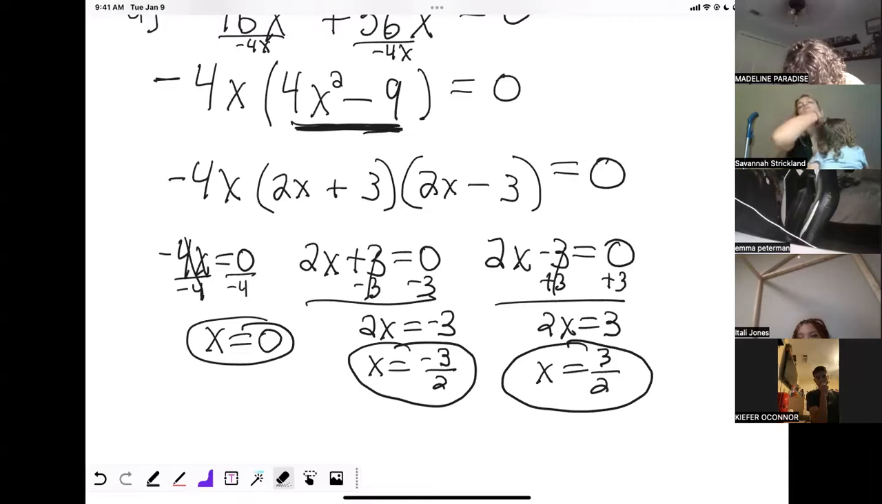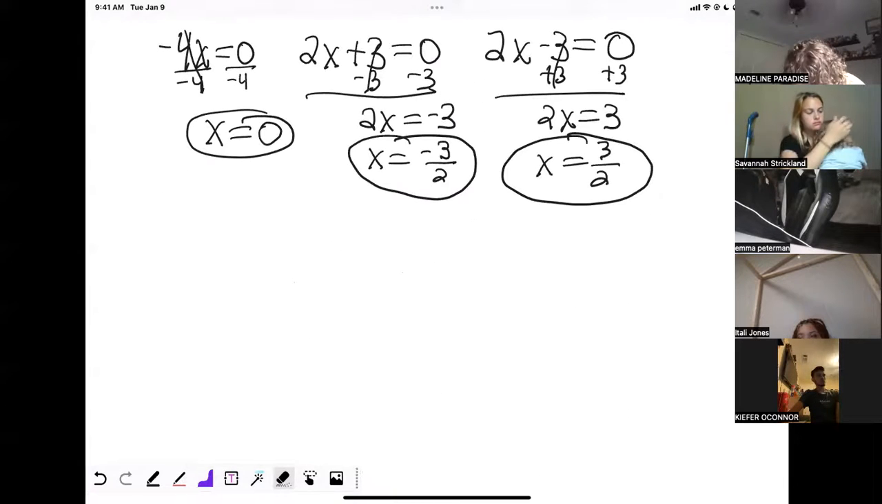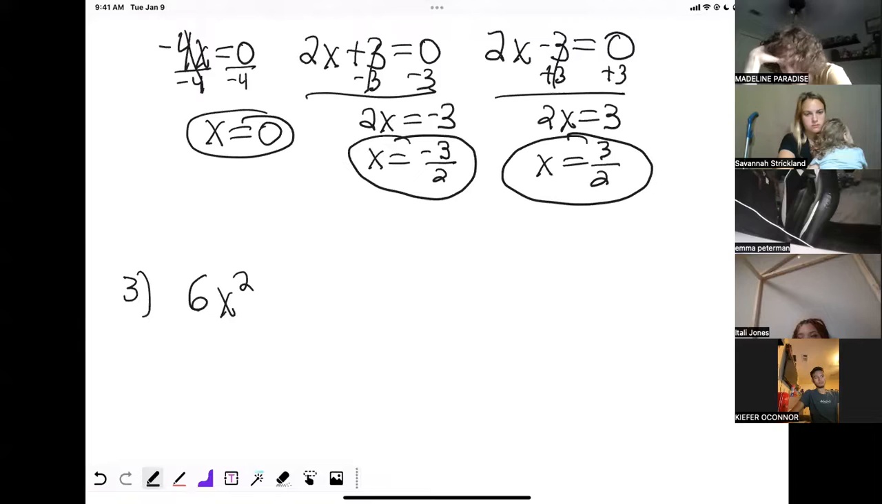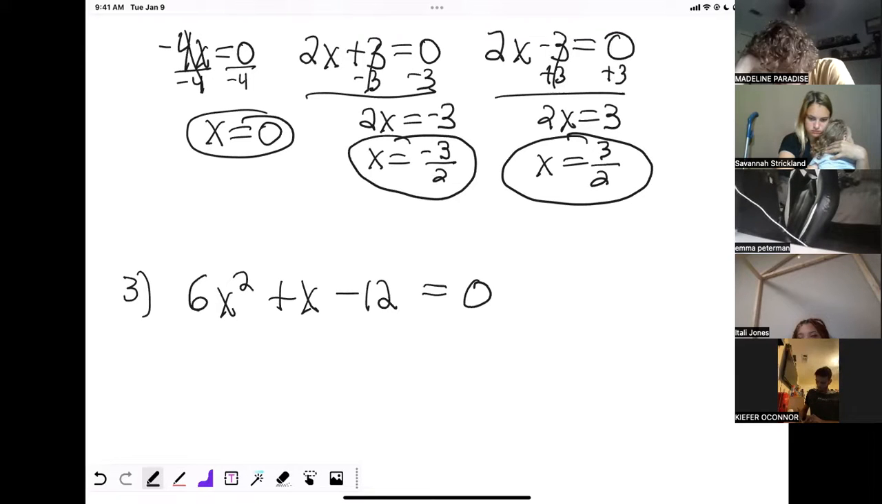So the highest exponent, the degree, tells you how many solutions if it's factorable. Okay, I want to do one more, and actually I want you guys to do it. 3. I want you guys to try it. So we are finding the roots of this equation. 6x squared plus x minus 12 is equal to 0. Okay, I'm going to just sit here for a minute. Give it a try, see if you can find the 0. How many answers should it have? Give it a try.